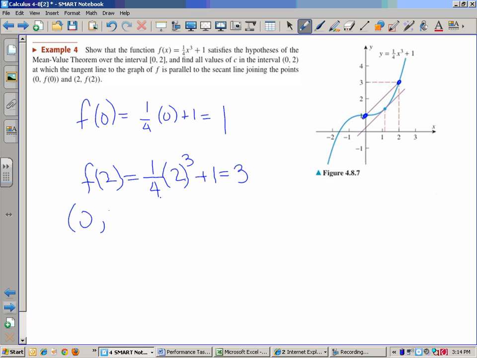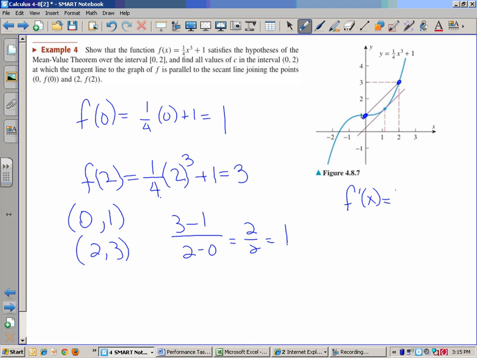So we have our ordered pairs, (0, 1) and (2, 3). Now I'm all giddy. All right, the slope between these points, 3 minus 1 over 2 minus 0, is 2 over 2, which is 1. Okay, so now we're going to complete the second part, which says f prime of x is equal to 3/4 x squared.